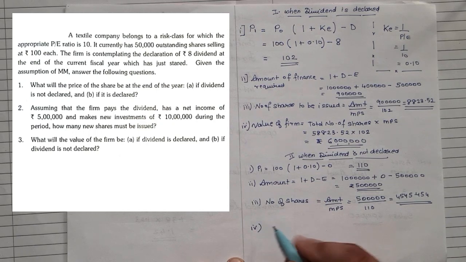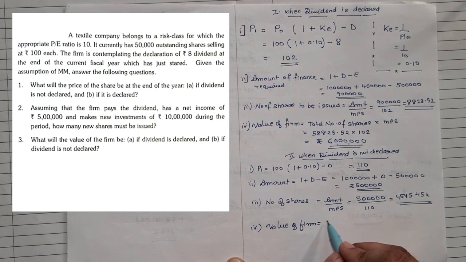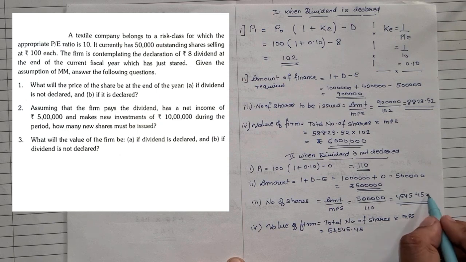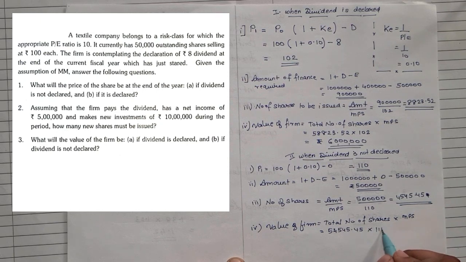Once I get the number of shares, the last thing that I had to find was value of firm. So value of firm will be total number of shares into the market price of the share. Now for the total number of shares, in the question there were already 50,000, plus we have issued a few more. So it will be 54,545.45. Into the market price, which is 110. When I multiply that, your final answer should be approximately 60 lakhs.